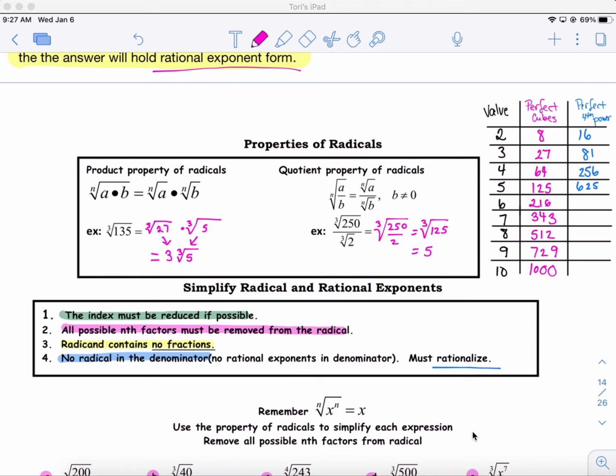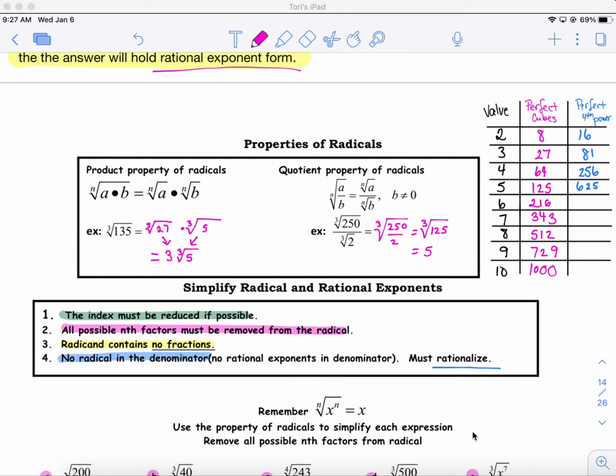Great. Okay, so here's some of the perfect cubes, that's 3rd power, and perfect 4th power numbers that I expect you to know. Okay, I expect you to know cubes up to 1,000. I expect you to know 4th powers up to 625, which is 5. 5th powers, I would probably only expect you to know 2, 3, and 4. And I didn't write those on here, but we did use 3 on the last page.